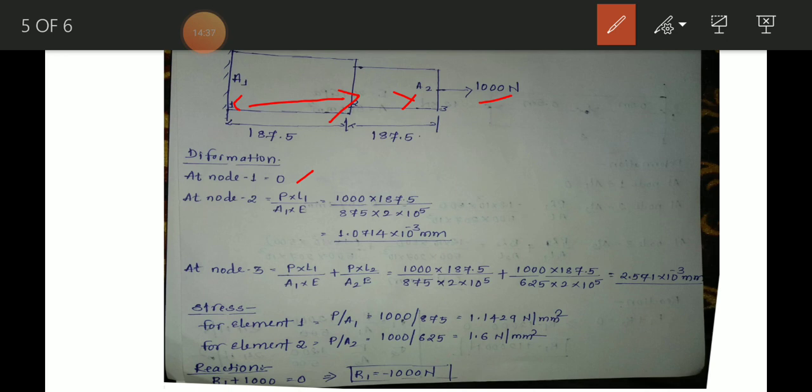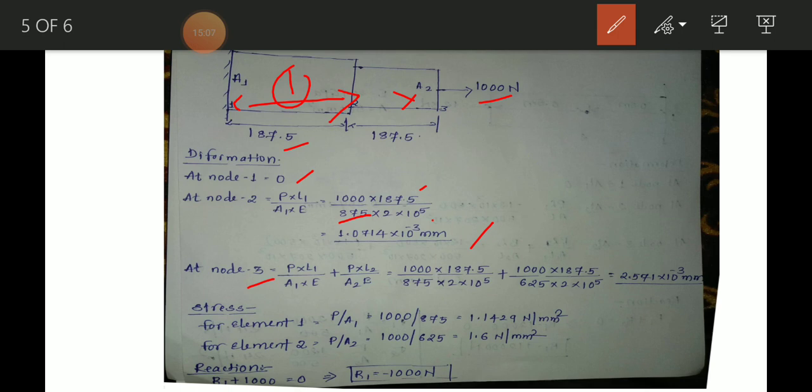L1 is 187.5. A1, what is A1? We have calculated the values of A1 and A2. So A1 is 875, and of course Young's modulus is already given at the beginning. When you solve it, you will get the deformation as 1.0714 into 10 raised to minus 3 mm. This is the deformation for the first part.